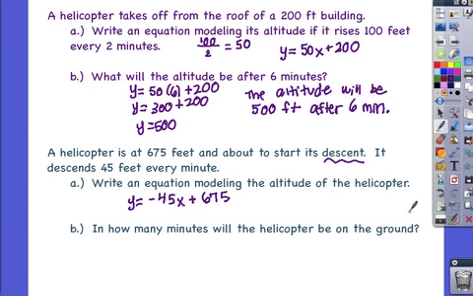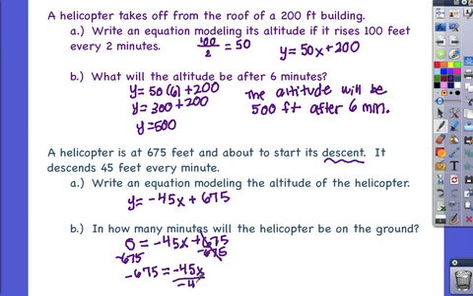In how many minutes will the helicopter be on the ground? Well, in this case, they don't give us the number of minutes, which is our input, or x. Instead, they give us our y-coordinate, our output. The ground has a height of 0. So we can substitute 0 in for y and then solve for x, which is the number of minutes. So negative 675 divided by negative 45 will tell us x.